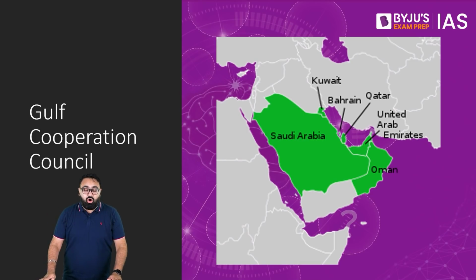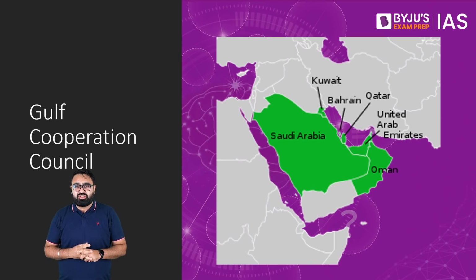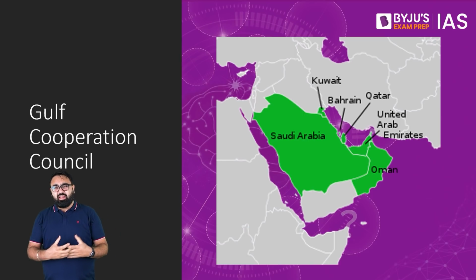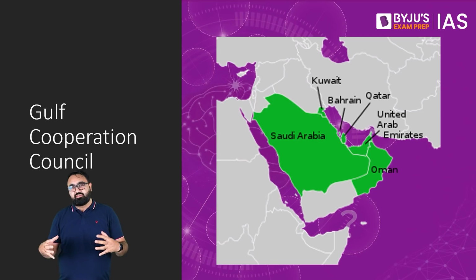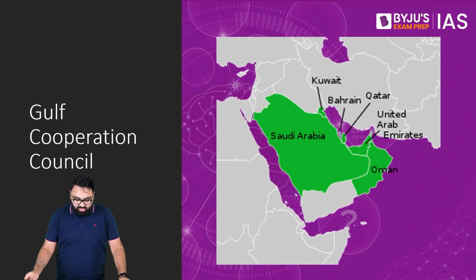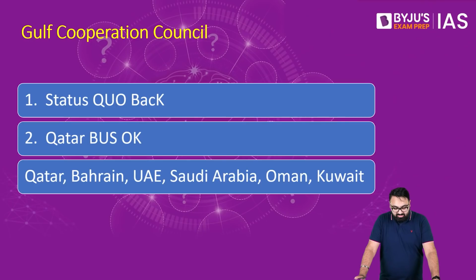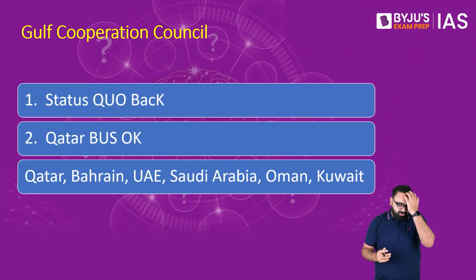Jumping on to the next organization, that is the Gulf Cooperation Council, the GCC, a group of nations with which India has fairly good relations, a group of nations where a lot of Indians go and work, and a group of nations from which India imports a lot of crude oil, gas, etc. Now, how to remember the GCC? Again, there are two options. See, I'm being very considerate to you. Whichever option you find better, you can go ahead with that.